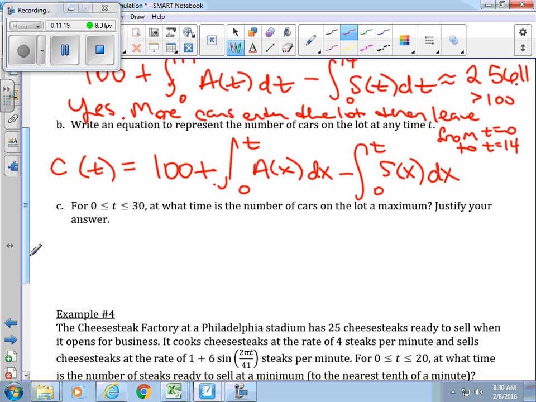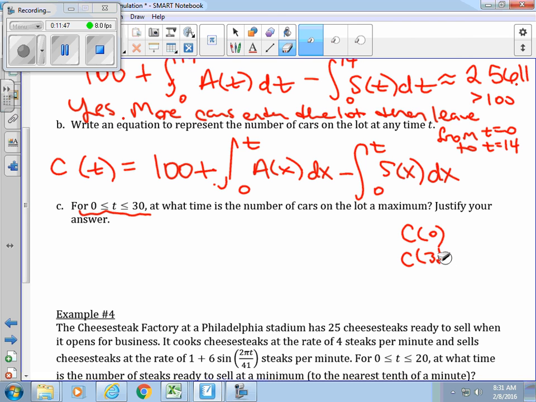For time 0 to 30, what is the number of cars? When is the number of cars on the lot a maximum? We do have endpoints, so what kind of justification are we going to be looking for there? Candidates test. I'm going to want C of 0, C of 30, and any critical points in between. Well, where would our critical points be? And what equals 0?